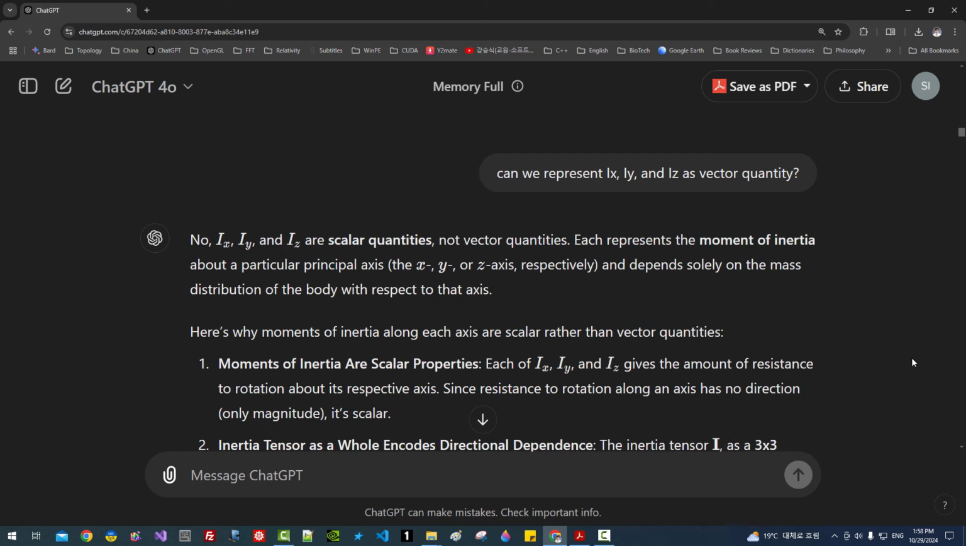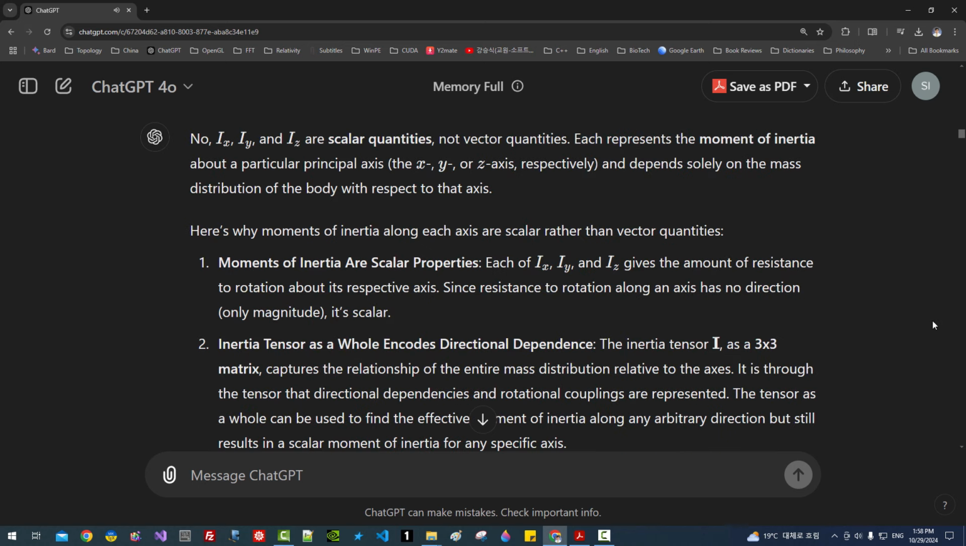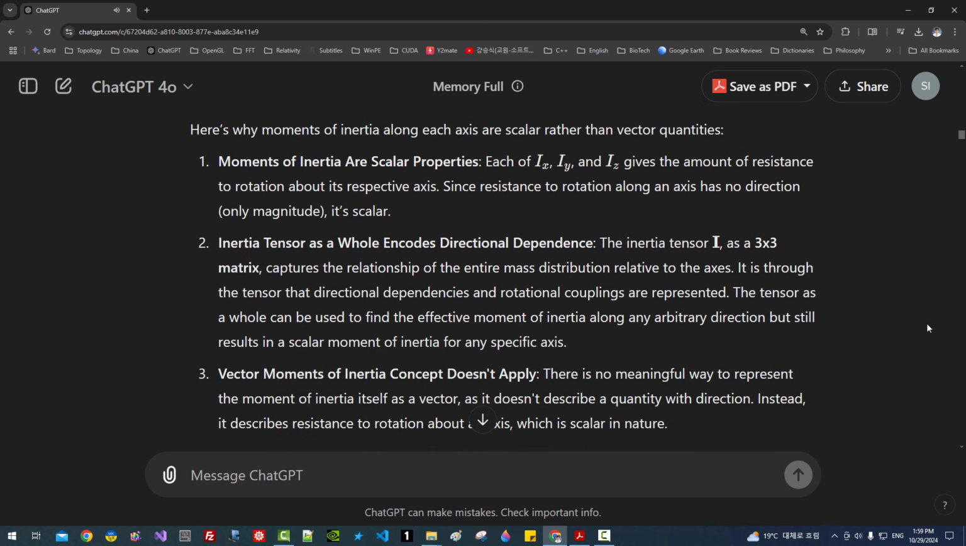Can you represent Ix, Iy, and Iz as vector quantities? No. Ix, Iy, and Iz are scalar quantities, not vector quantities. Each represents the moment of inertia about a particular principal axis, the x, y, or z axis respectively, and depends solely on the mass distribution of the body with respect to that axis. Here's why moments of inertia along each axis are scalar rather than vector quantities. One: moments of inertia are scalar properties. Each of Ix, Iy, and Iz gives the amount of resistance to rotation about its respective axis. Since resistance to rotation along an axis has no direction, only magnitude, it's scalar.